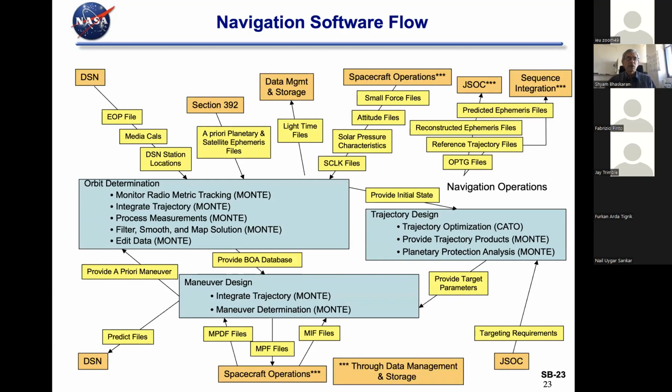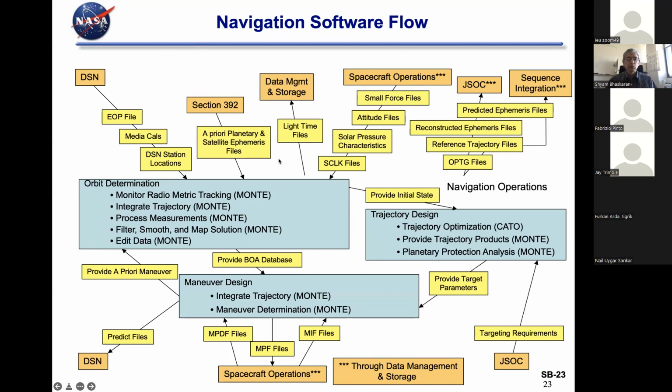This is a kind of an eye chart, but it tells you how complicated the whole orbit determination process is. We have inputs from all different sources, from the DSN. We have media calibration data. We have the natural body ephemerides. We have information from the spacecraft.